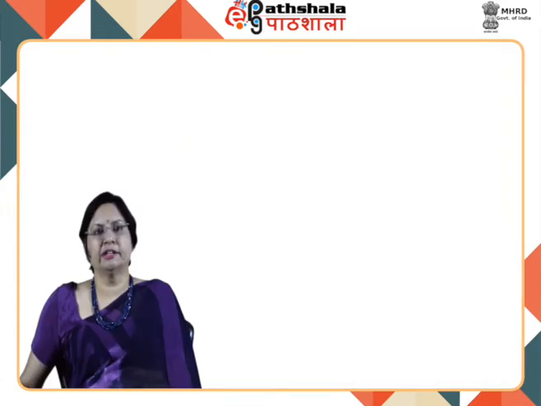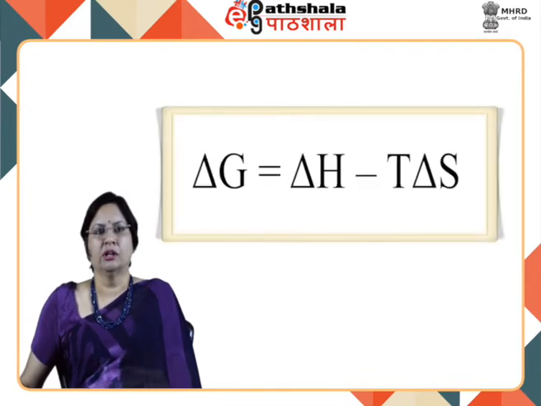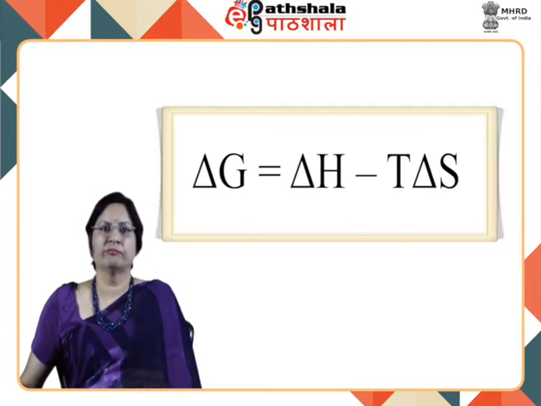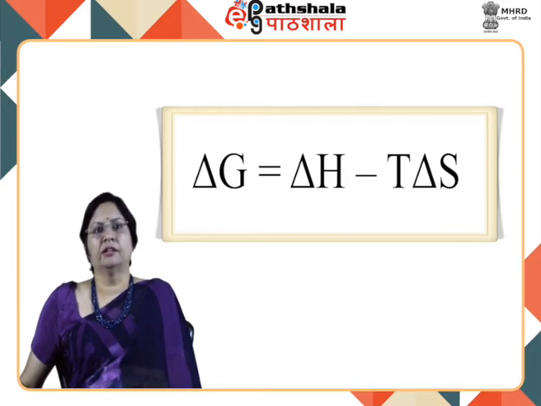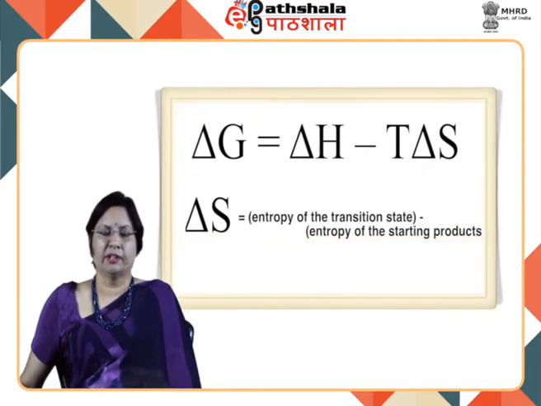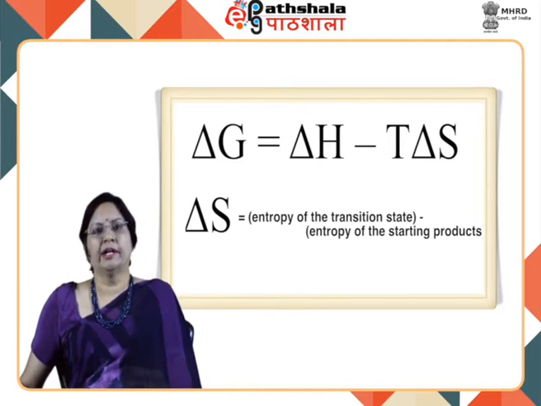So you can see here in this equation shown, that is the free energy delta G is given by delta H minus T delta S. You are already aware about this relationship, and here delta S, that is the entropy change, is equal to the entropy of the transition state minus the entropy of the starting substrate molecules.